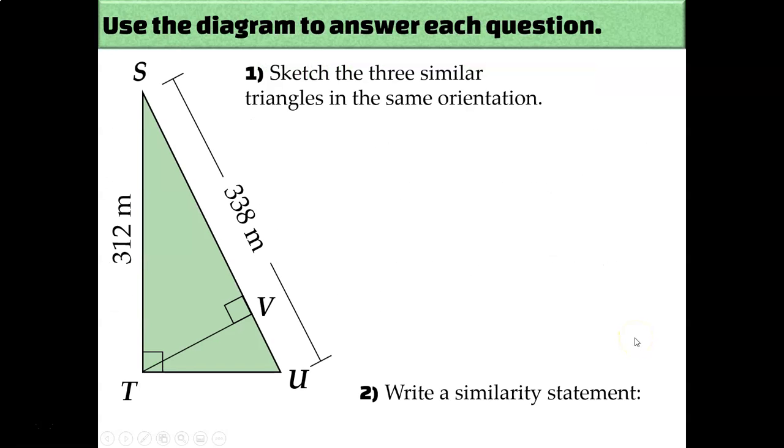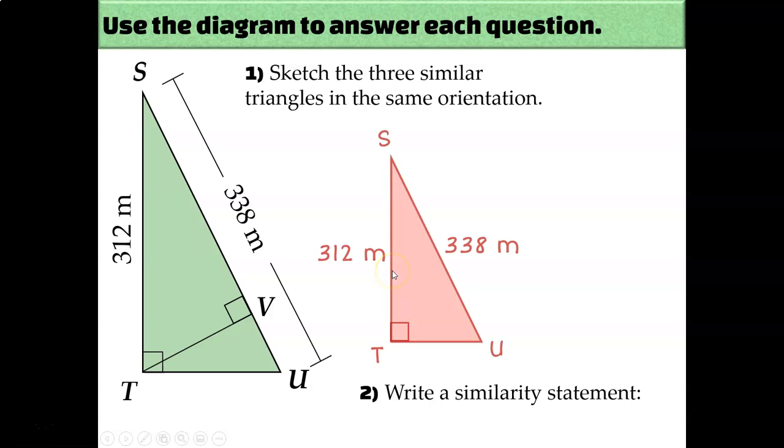So let's try an example. Here we have a right triangle, triangle STU, and in this right triangle we have an altitude, altitude TV, and we need to solve for each of the missing side lengths. To get started, we're going to sketch each of the three similar triangles in this diagram in the same orientation. So the first thing I'm going to do is just copy and paste the original diagram, but without the altitude. So this is just triangle STU, and I labeled it with the lengths that I was told. I know that ST is 312, and I know that SU is 338.